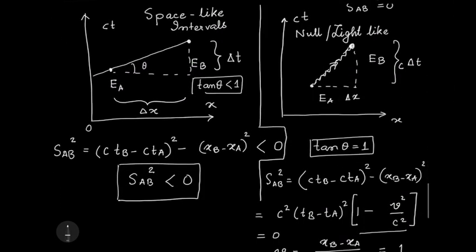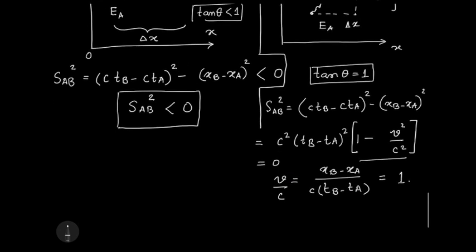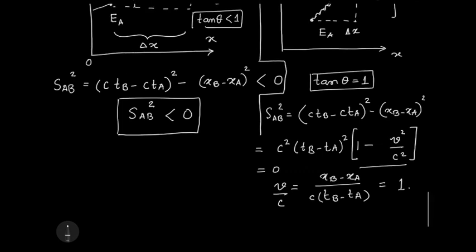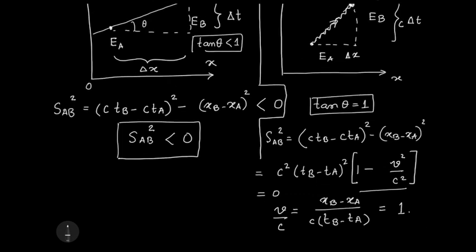And we also looked at two other types of intervals. In the next discussion, we will talk about three other consequences of special relativity and Lorentz transformation.